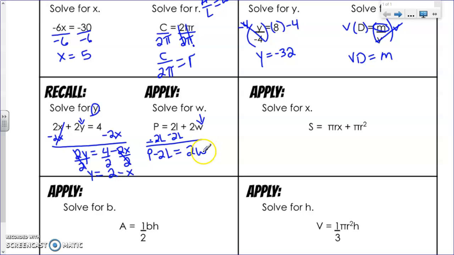Okay, now have I solved for w? No. So how do I get rid of the 2 times the w? Divide by 2 each part. Okay, this p won't simplify, so that's p over 2. 2 divided by 2 is 1, so that's L equals W. Does that make sense? Because it was 2 times W. Do you have a question?